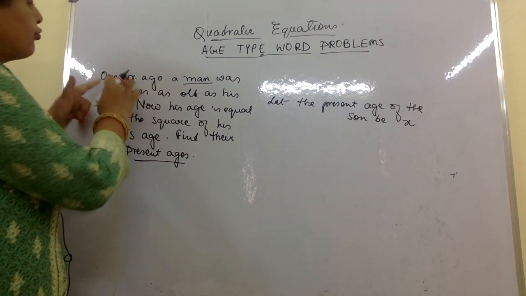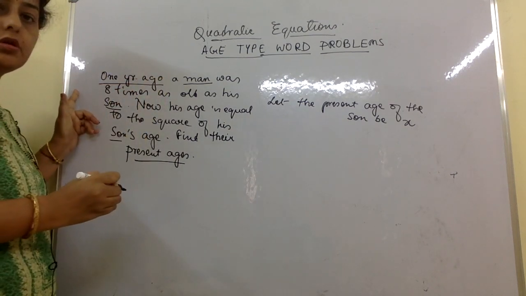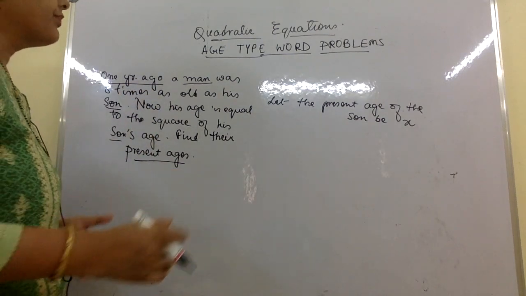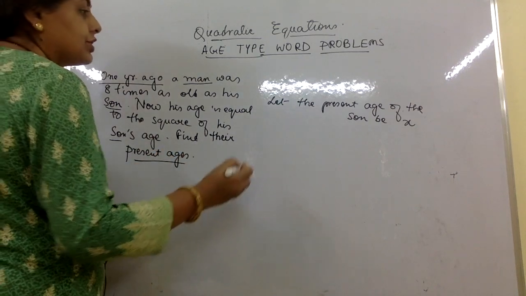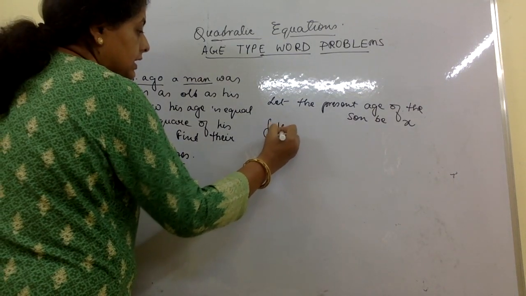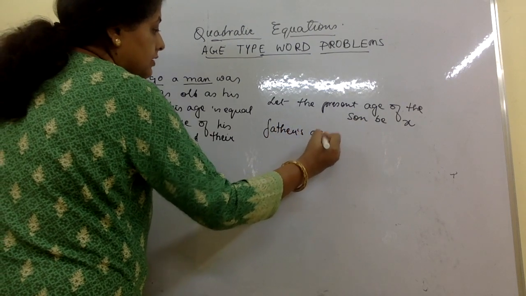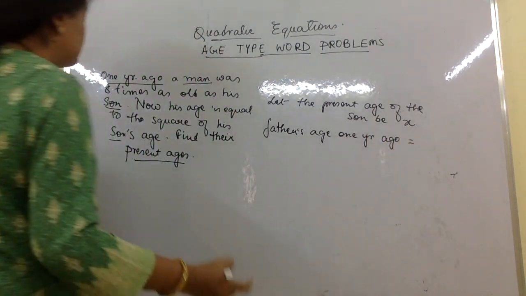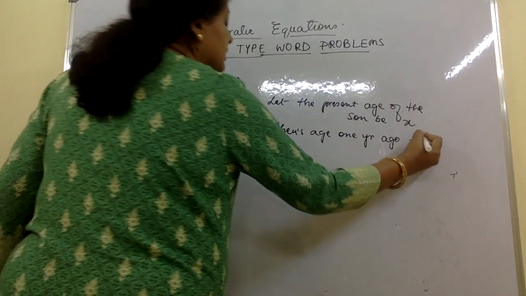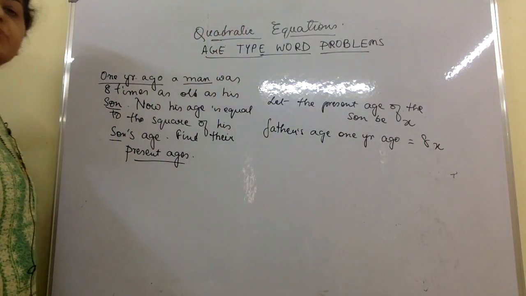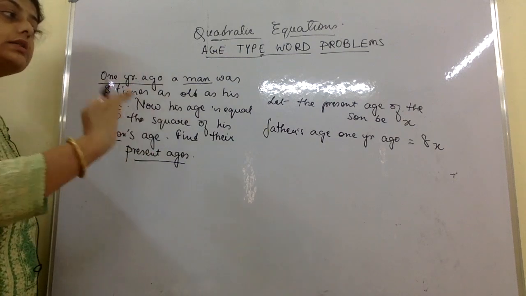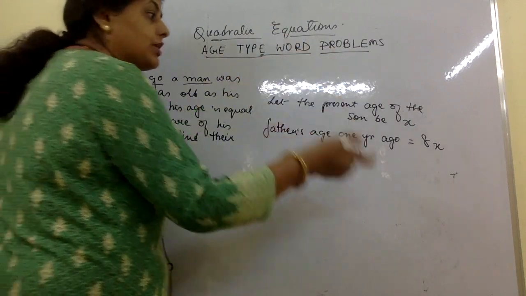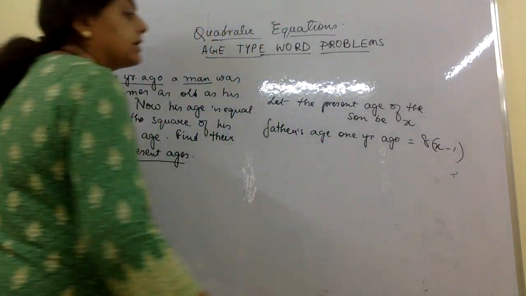Then 1 year ago, we have to be careful. I'll tell you what mistake is done by the children. They take father's age 1 year ago as 8 times as old as his son, and they take it as 8x. That is the mistake they do. Father is not 8x, but remember, the son 1 year ago is also 1 year less. So this is the correct statement.